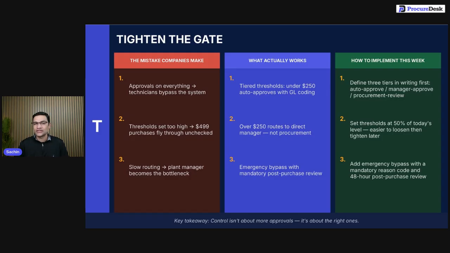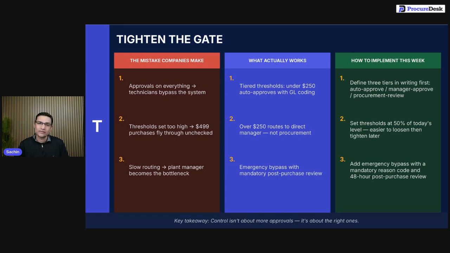And the third mistake, which we see often, is you have a slow approval routing process. For example, everything needs to be approved by a plant manager. Now, if you ask a plant manager to approve your request, they're probably busy fighting fires in the plant versus sitting at the desk approving requisitions. So it also comes down to who's approving those requests and so on.